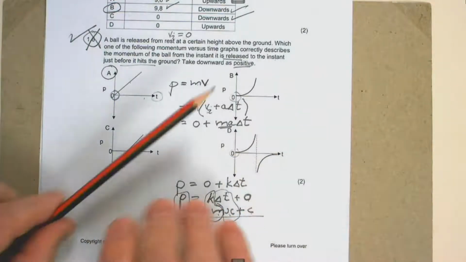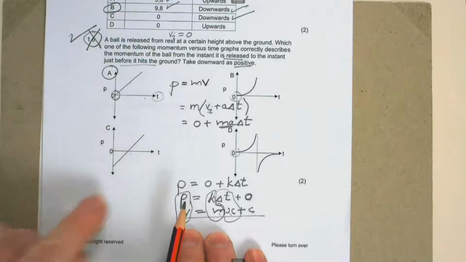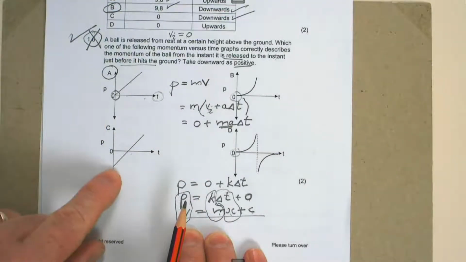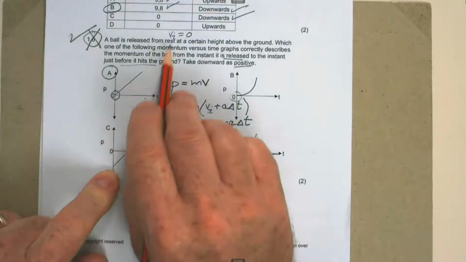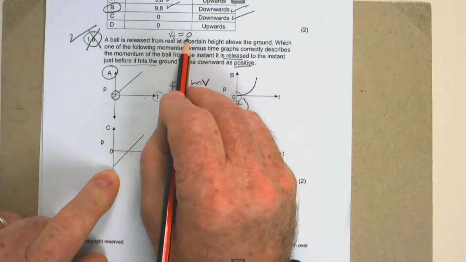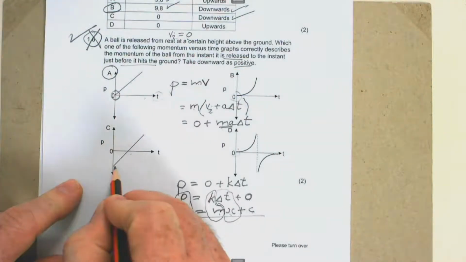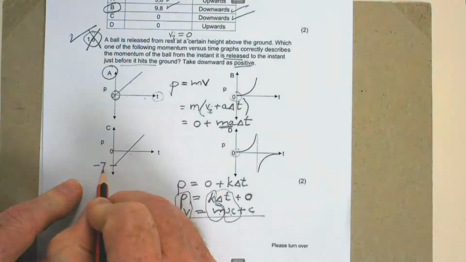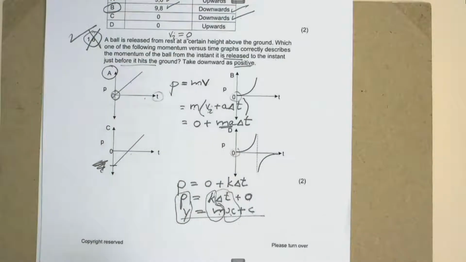And this one, although it's a straight line, it means the initial velocity or the initial momentum was negative something. And they said you release it from 0. Now, if you release it from 0, then the momentum must be 0. And for example, if this was -7, then it can't tally up there. So your answer is A.